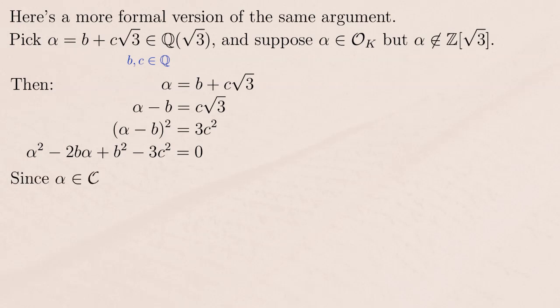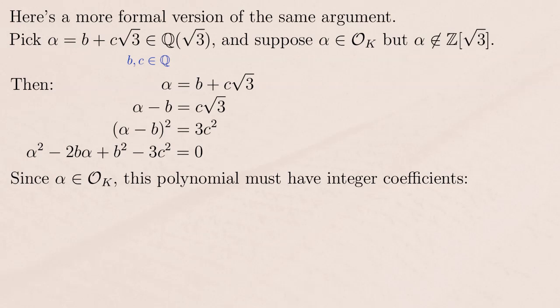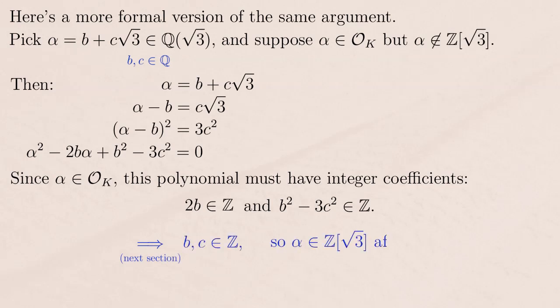Now, since we're assuming alpha is an algebraic integer, this monic polynomial must have integer coefficients. So 2b must be an integer, and b squared minus 3c squared must be an integer. In the next section, we'll prove that this means that b and c are both integers, and so alpha was in Z adjoin root 3 after all. The proof isn't too tricky, so you might want to pause the video at this point and attempt it yourself. In the next section, I'll spend a little bit of time going through it in detail, because it'll be a helpful introduction to a tool that we'll use later on.